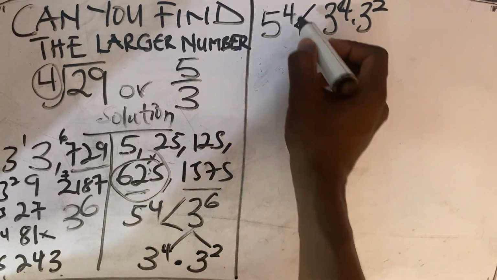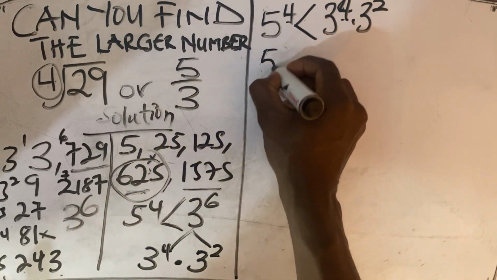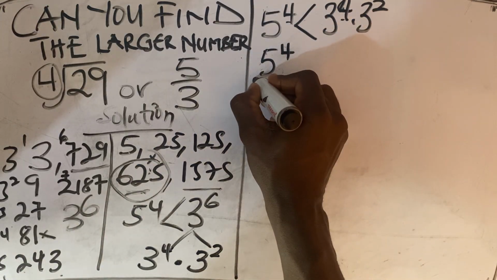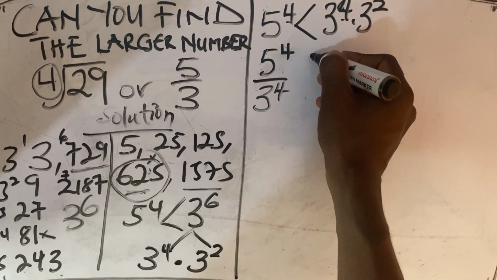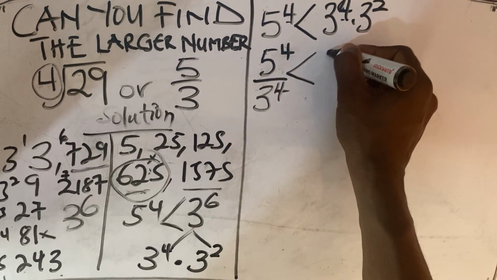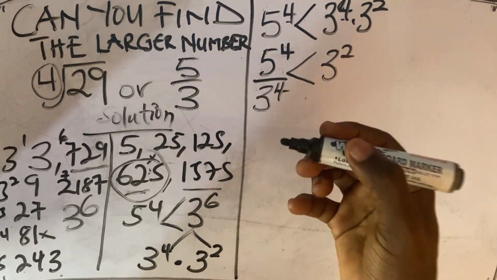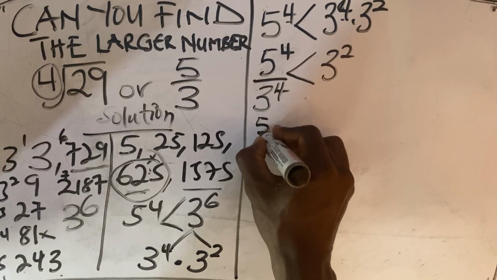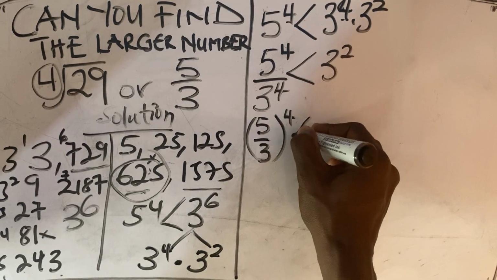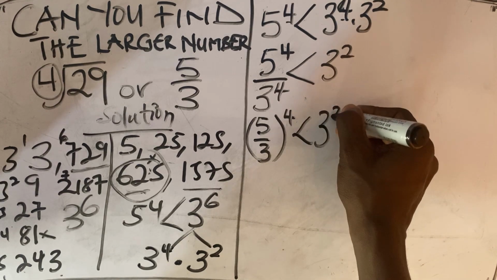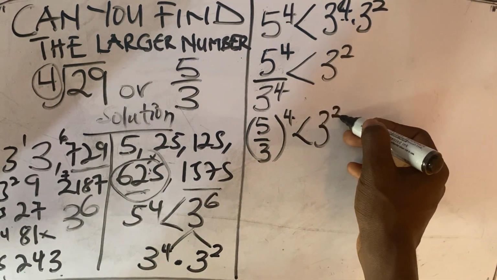Let's further simplify this. Because I have to the power 4 here and to the power 4 here, let me keep them on one side. So I have 5 raised to the power 4, and then I shift it downwards, 3 raised to the power 4, and then it's less than 3 raised to the power 2 in this case, right? Now again, from these properties I can write 5 over 3 everything here raised to the power 4, which is less than 3 raised to the power 2.